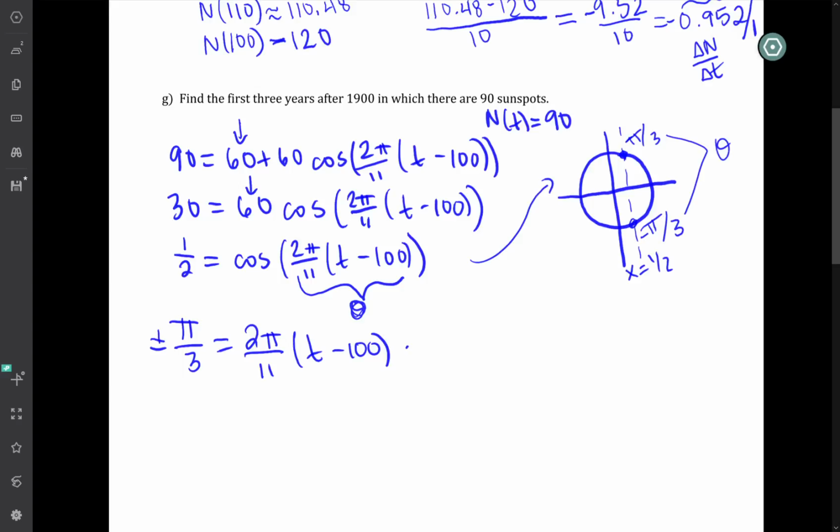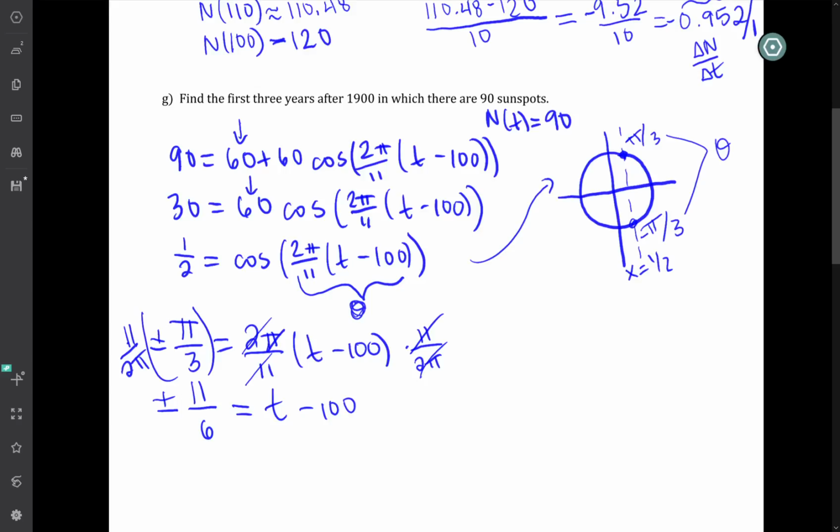So I'm going to multiply both sides by 11 over 2 pi. You can do things in other orders, but that'll get rid of that nicely. So on this side, all gone. And on this side, the pi's cancel, and I get plus or minus 11 over 6. And then on the other side, the pi is gone as well. I just have my t minus 100.